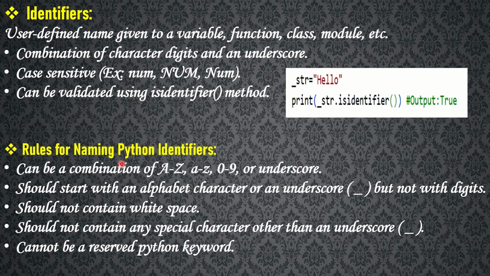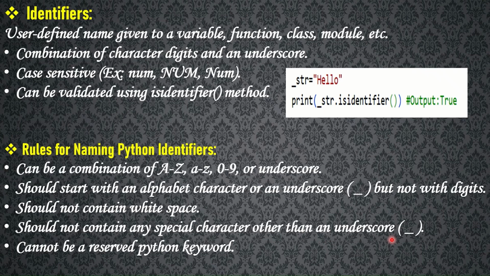Now let's see the rules for naming Python identifiers. As I already told, it can be a combination of capital and small letters from A to Z, 0 to 9, and an underscore. And it should start with an alphabet character or an underscore. So always the name should start with an alphabet character or an underscore only, but should not start with digits. That cannot be validated in Python. The next one is it should not contain white spaces. While defining an identifier, either at the starting or in the middle, it should not contain any white space.